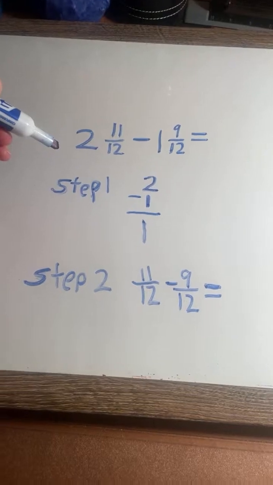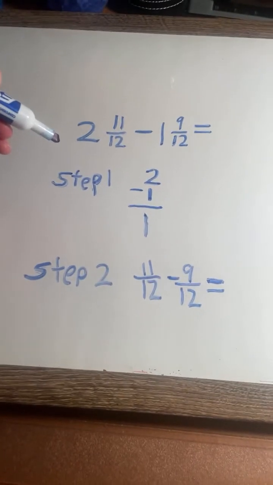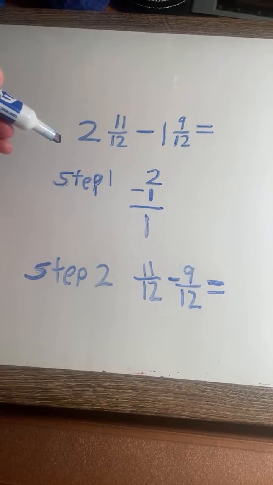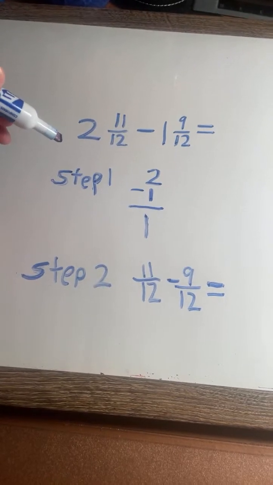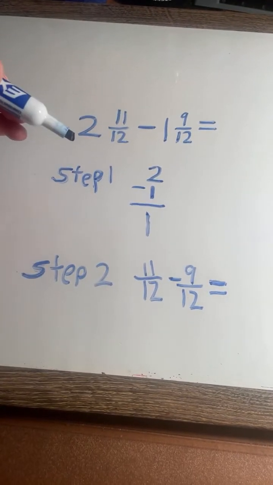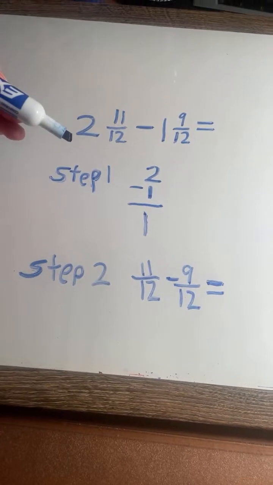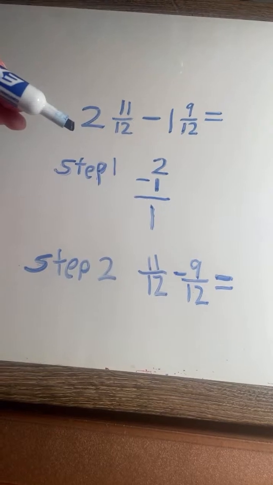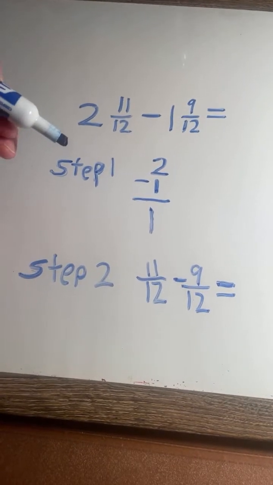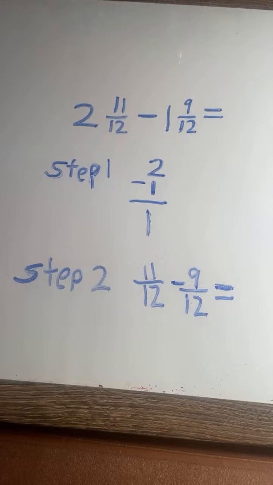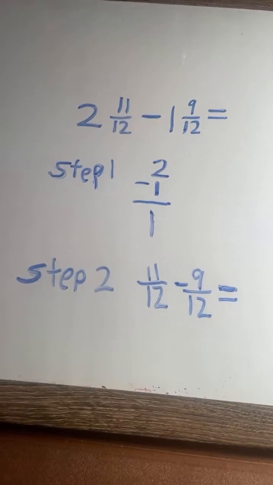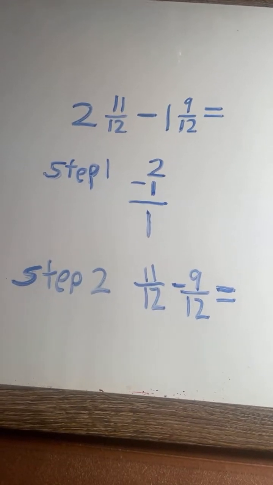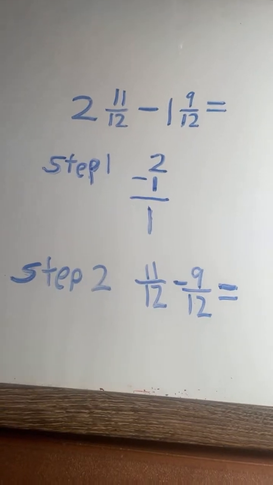Now subtracting fractions is just like subtracting whole numbers. The only difference is whatever the denominator is, that stays the same. So for subtracting fractions, you subtract the numerators and the denominator stays the same. And that's for whenever you're subtracting fractions with like denominators. If you have different denominators, then it's completely different, but this is for subtracting fractions with like denominators.